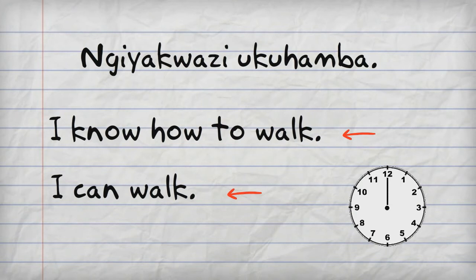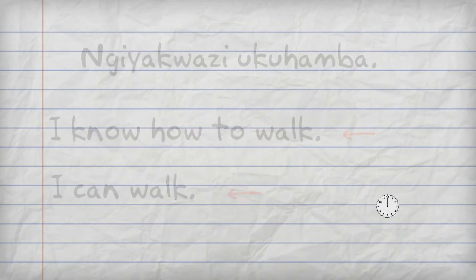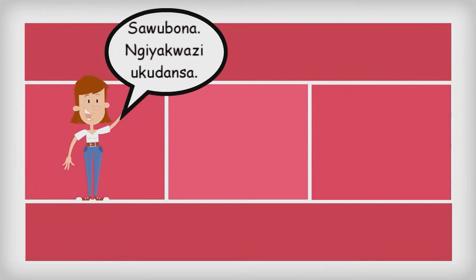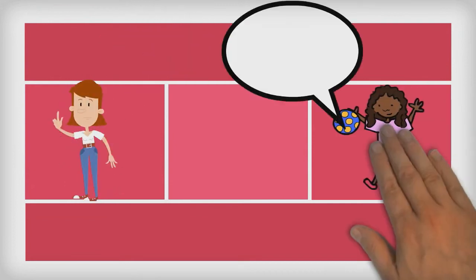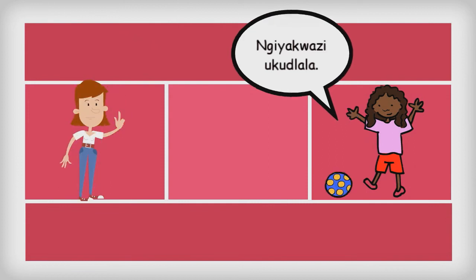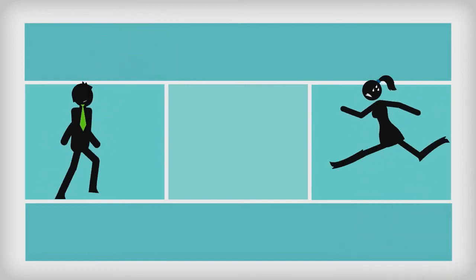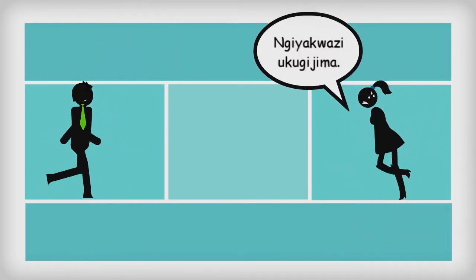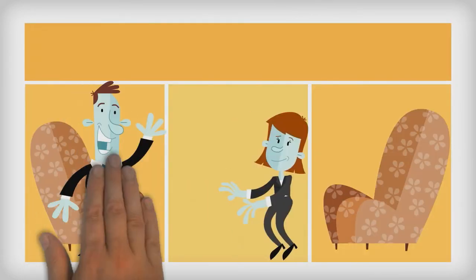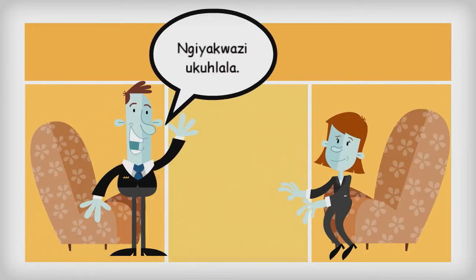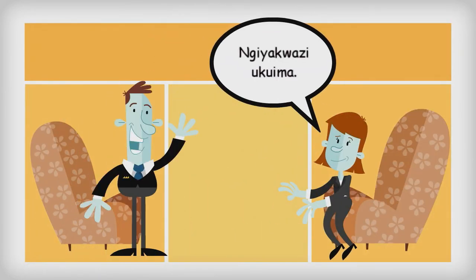Now let's see how all our friends use this sentence. Sawubona. Ngiyakwazi ukudansa. Ngiyakwazi ukudlala. Ngiyakwazi ukuhamba. Ngiyakwazi ukugijima. Ngiyakwazi ukuhlala. Ngiyakwazi ukuyima.